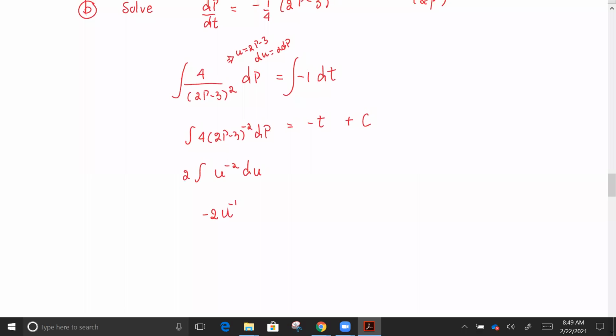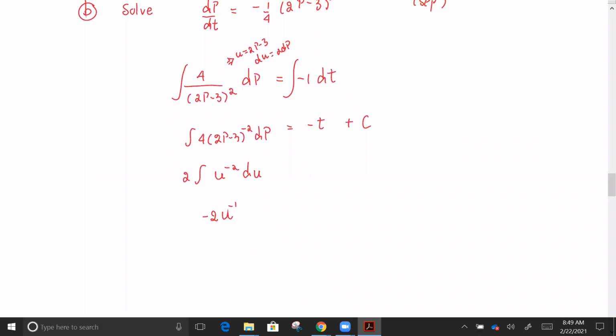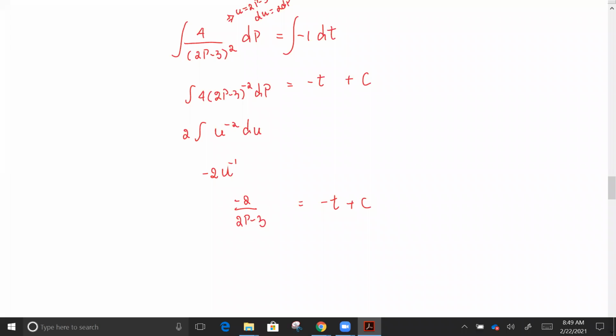And bring it back in the terms of 2P minus 3. So we get negative 2 divided by 2P minus 3 equals negative t plus C. Okay? This is an implicit solution.